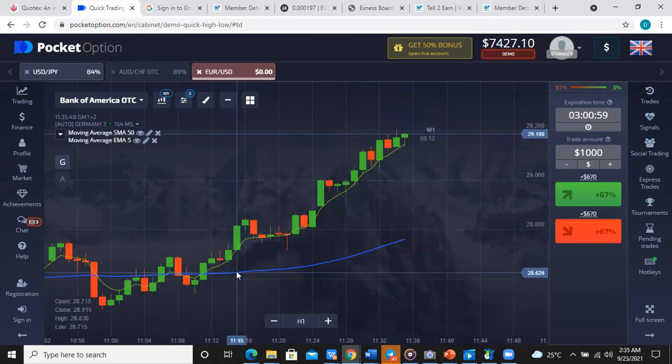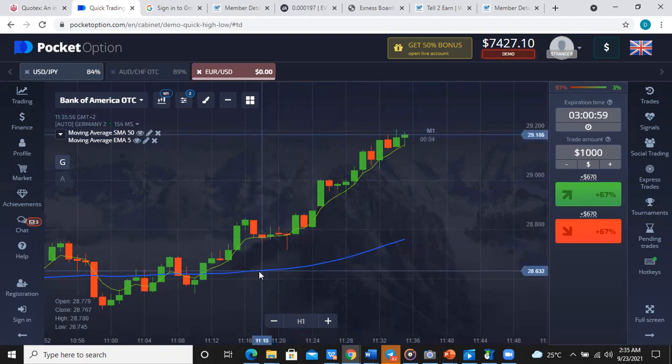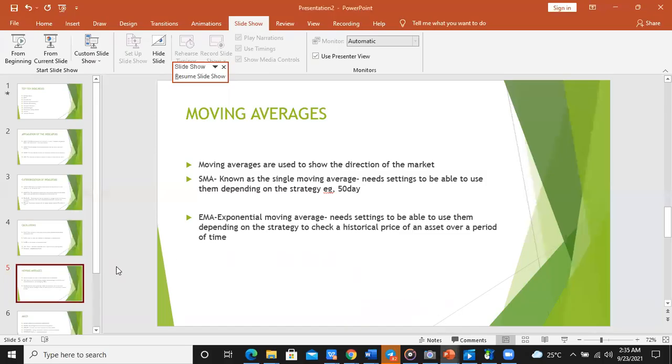So this is the exponential moving average, and then this one is the exponential moving average, and then this one is the single moving average. All right, so let's go on. I believe I'm taking my time, one after the other.